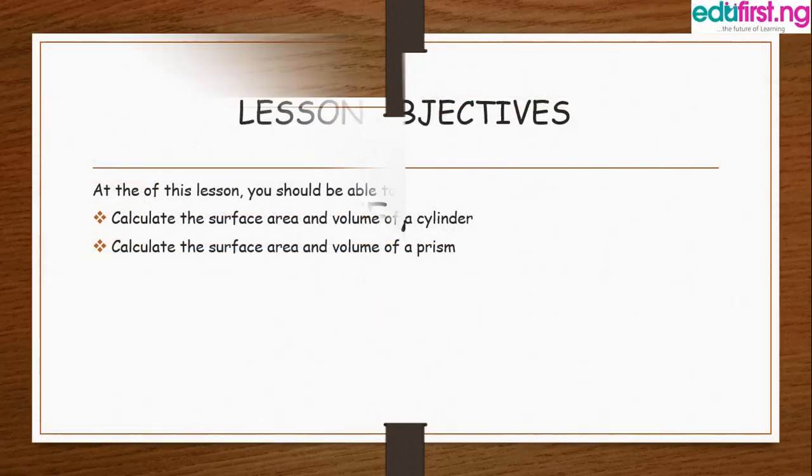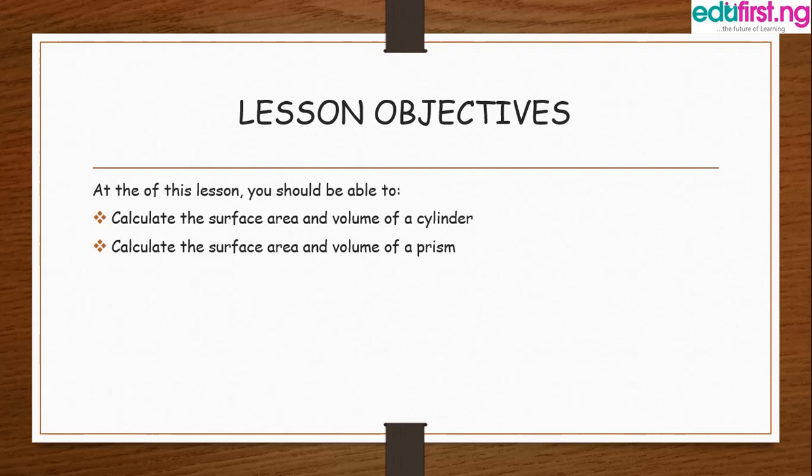At the end of this lesson, you should be able to calculate the surface area and the volume of a cylinder. You should be able to calculate the surface area and volume of a prism. So let's look at the volume of a cylinder.